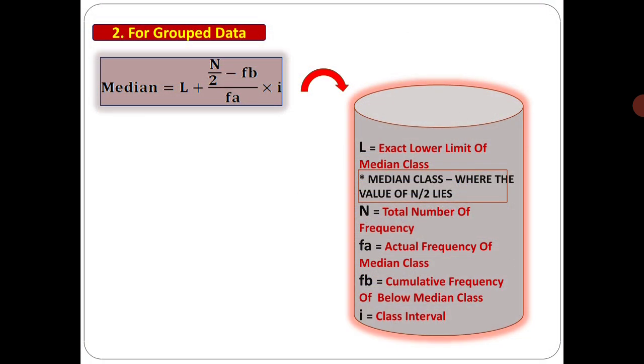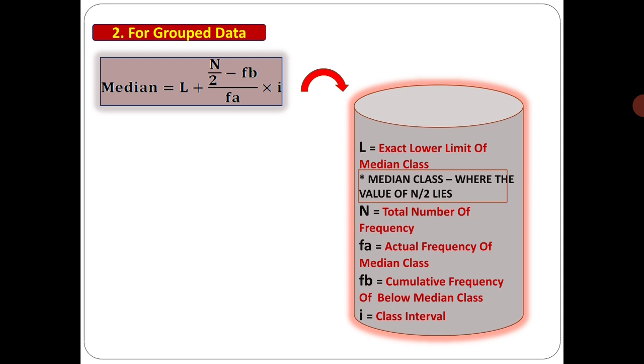Now come to the second part, that is grouped frequency data or grouped data. For grouped data, median equals L plus ((n by 2 minus FB) divided by FA) into I, where L equals the exact lower limit of the median class. Now, what is the median class? Median class is that class where the value of n by 2 lies.